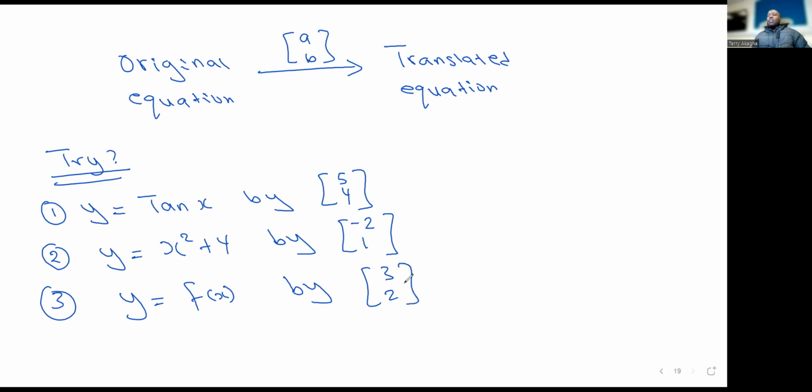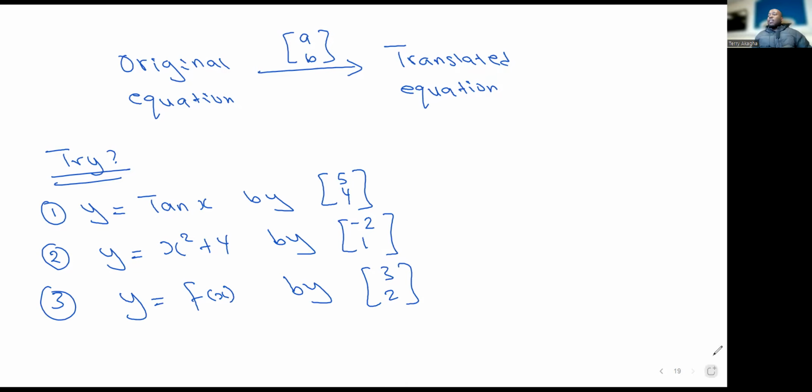You can see I've given the original form and the column vector, and I want you to give me the translated equation. Is that all right? Pause the video, spend like 5-6 minutes trying to solve this, then come back, press play, and see if you got the answer.